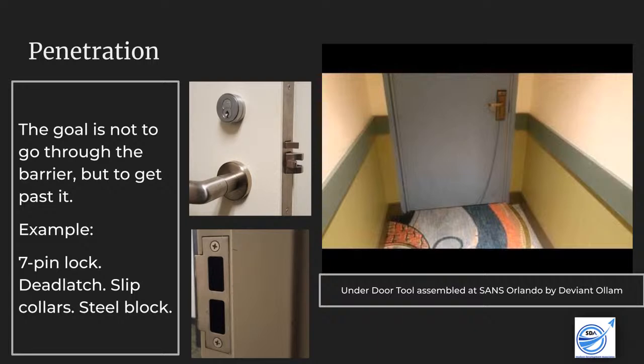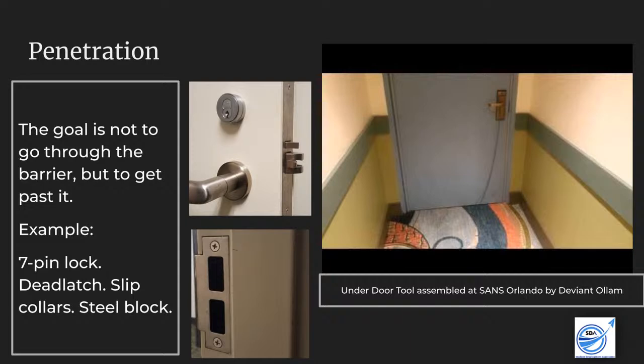The act of defeating keys and locks is commonly referred to as penetration. In this case, the goal is not to go through the barrier, but to get past it or around it. On the screen, you'll see 2 photos there in the center. They are both of my office door at my place of employment before an overhaul. The top one shows the actual locking mechanism and the deadbolt that could be thrown. The bottom shows the steel block which the lock actually went into.